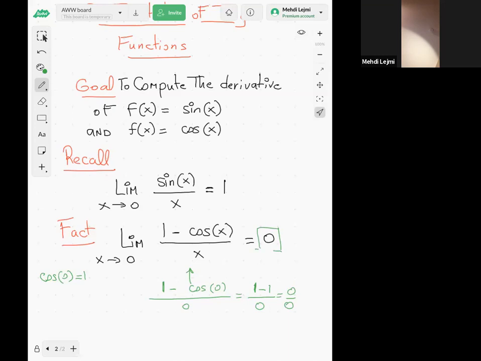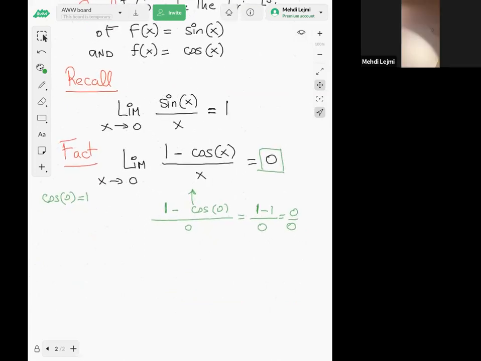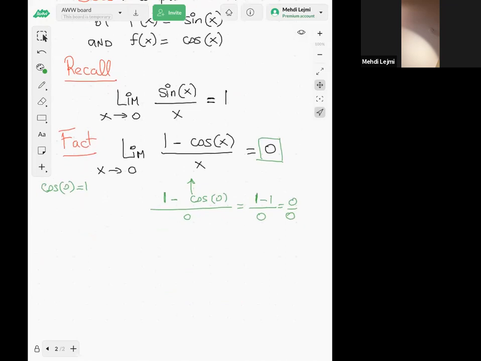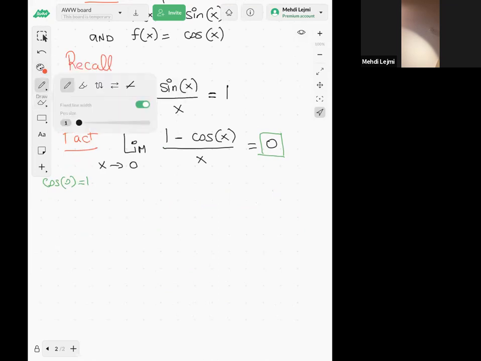All right. So why is that? Well, we can actually prove it using the limit of sine of x over x equal to 1. So let me show you why this limit, 1 minus cosine of x over x when x goes to 0, is equal to 0. Here's the proof. To prove this limit, we're going to use a trig identity, okay?